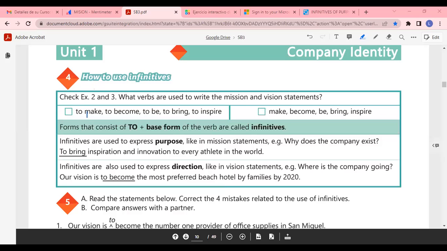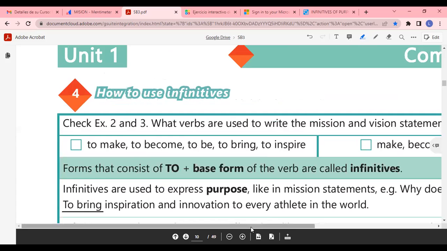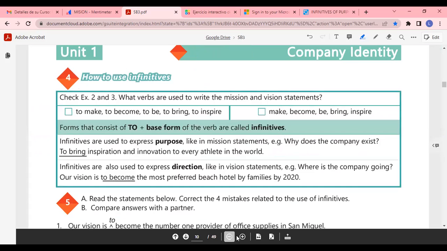So in the manual, it says how to use the infinitives, okay? Check exercises 2 and 3: what verbs are used to write the mission and vision? ¿Cuáles son los verbos que utilizan para escribir los visions y missions? De acuerdo con lo que están acá, wait a second. Number one, let me select them. Estos que están por acá, number one or number two. ¿Cuáles utilizan para escribir las visions y las missions en el otro ejercicio?